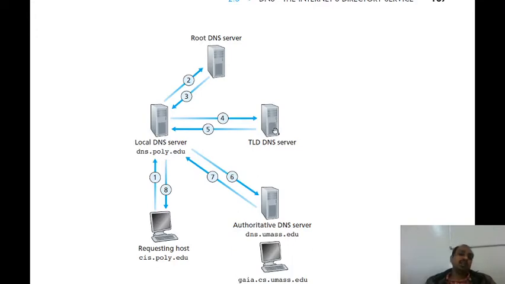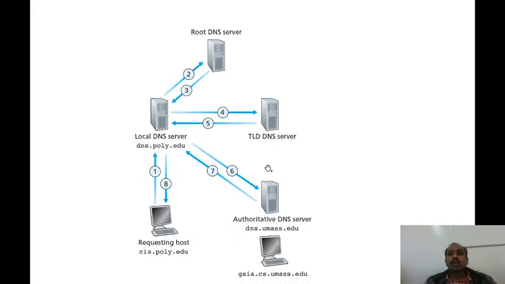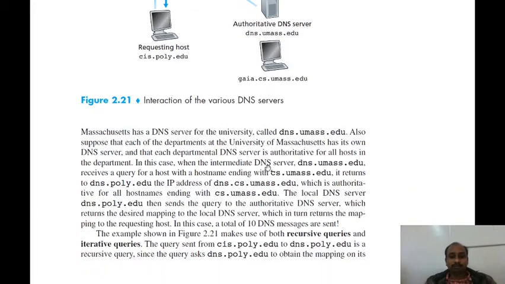Now, the TLD DNS server will tell it the IP address of the authoritative DNS server it should communicate with. Now, again, the local DNS server will communicate with the authoritative DNS server. Finally, the authoritative DNS server gives the IP address to the local DNS server. Now, this is one way in which the DNS servers are located hierarchically, in a distributed way. Now, coming to the second way.